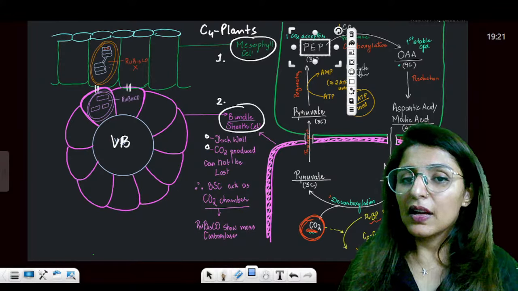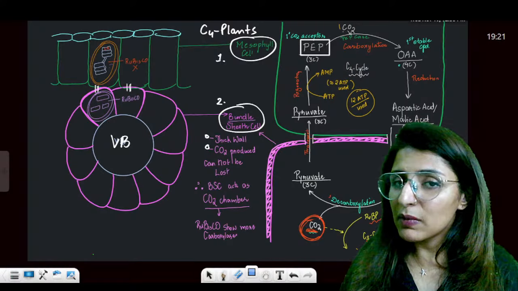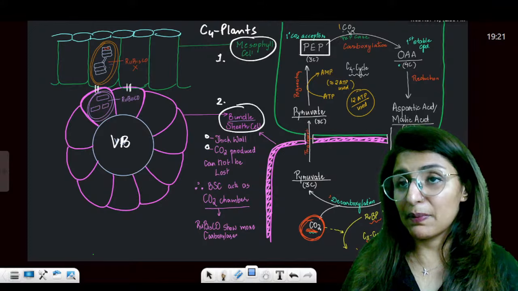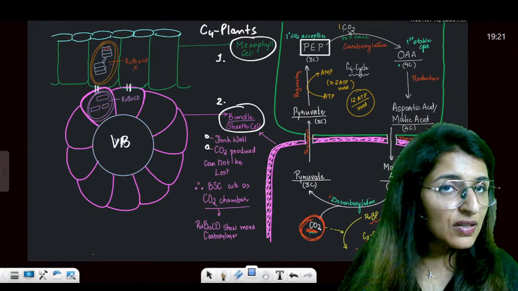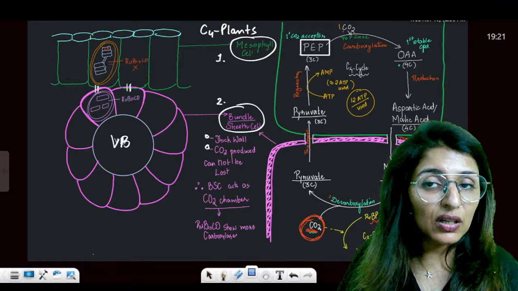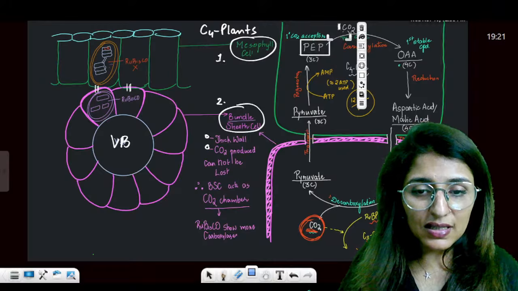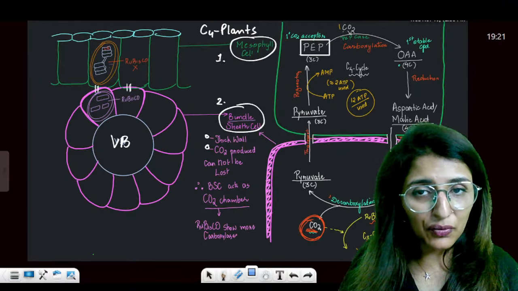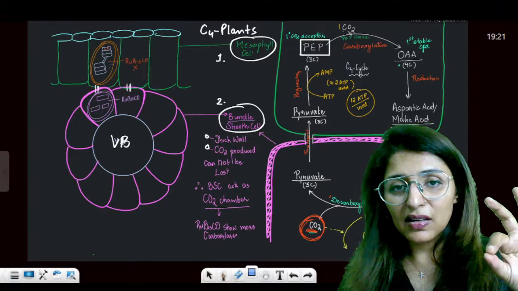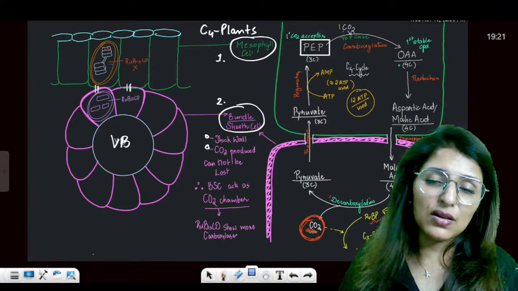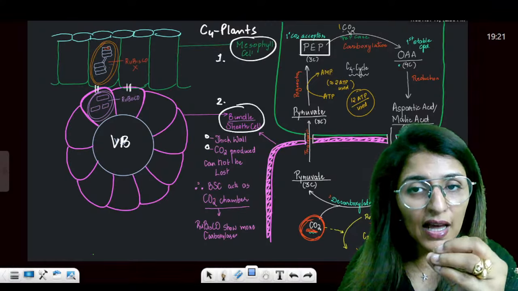It has PEP. Now, PEP is going to accept CO2. Instead of RuBP, who is the primary CO2 acceptor in C4 plants? It is PEP, phosphoenol pyruvate. Clear? In the presence of PEPcase, now it is not Rubisco, it is PEPcase which is getting used for carboxylation. So one CO2 molecule enters the mesophyll cell. Now these mesophyll cells will not have Rubisco, while in C3 plants, mesophyll cell has Rubisco. But in C4 plants, mesophyll cell does not have Rubisco, instead it has PEP.